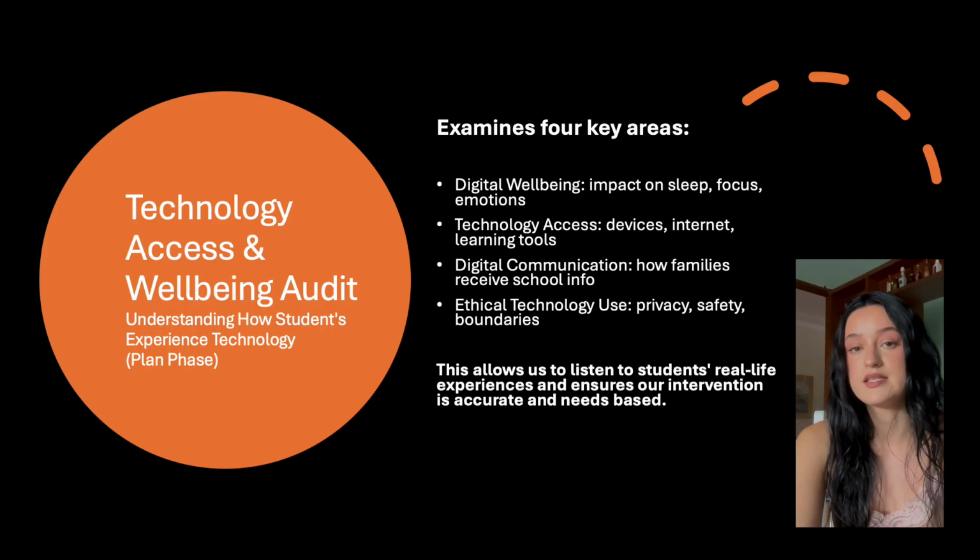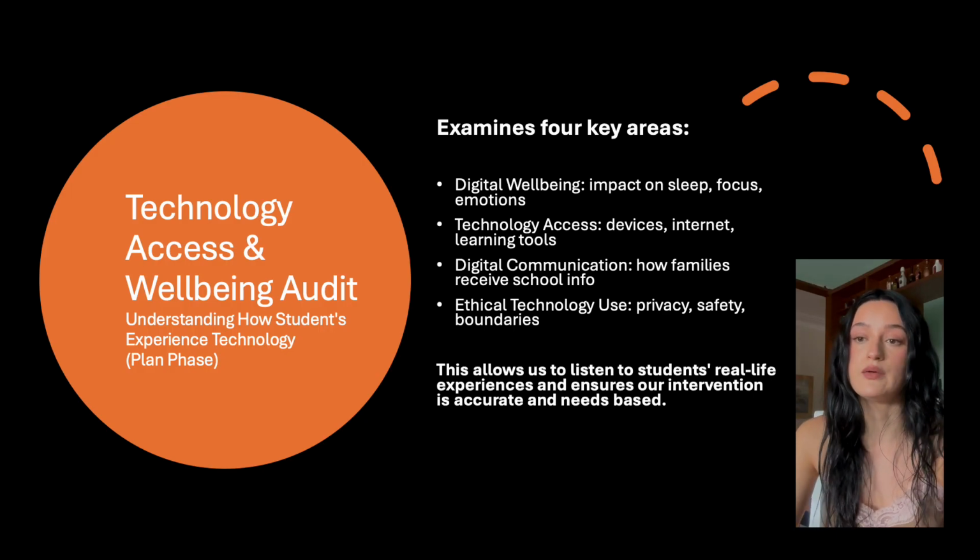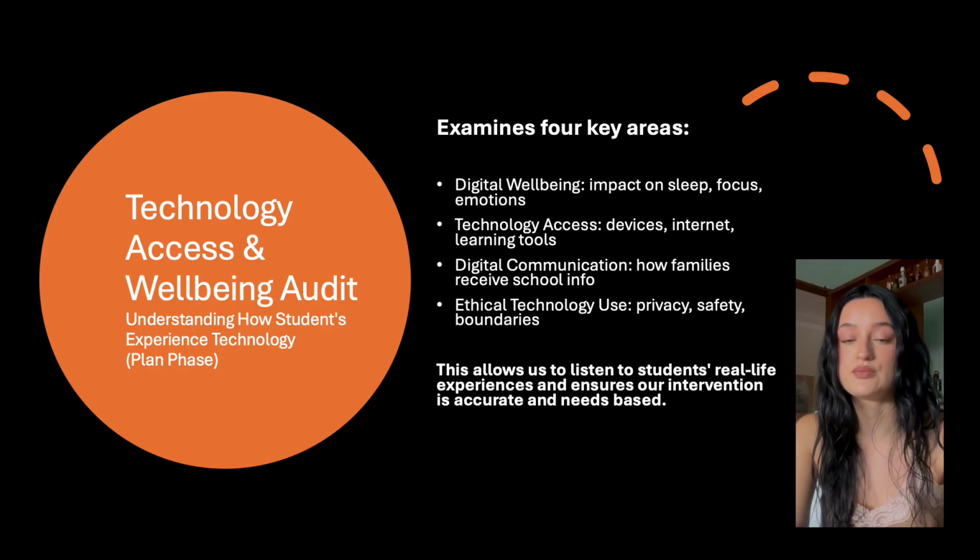Then there's ethics and safety. Finally, the audit reviews the ethical side of technology in schools, things like privacy, the visibility of students' information online, and safe digital boundaries between teachers, students, and families. By addressing all 4 areas, the audit becomes a really strong evidence base for what needs to change.